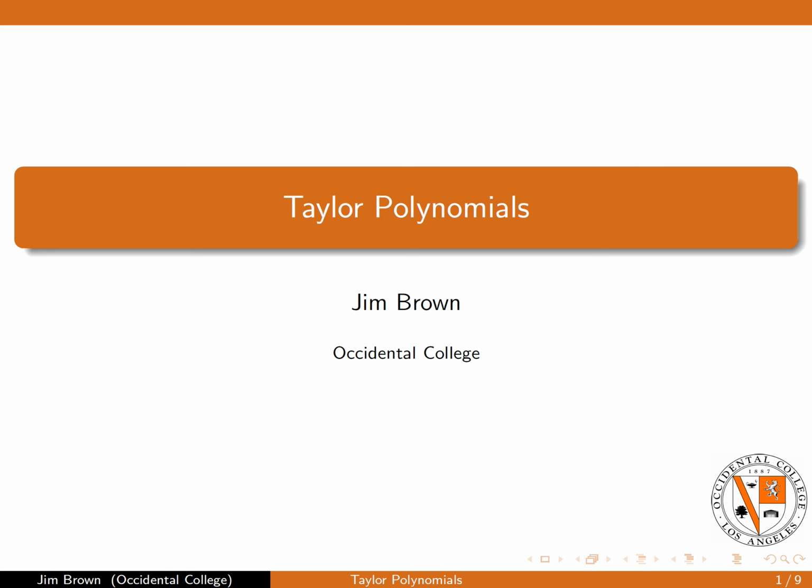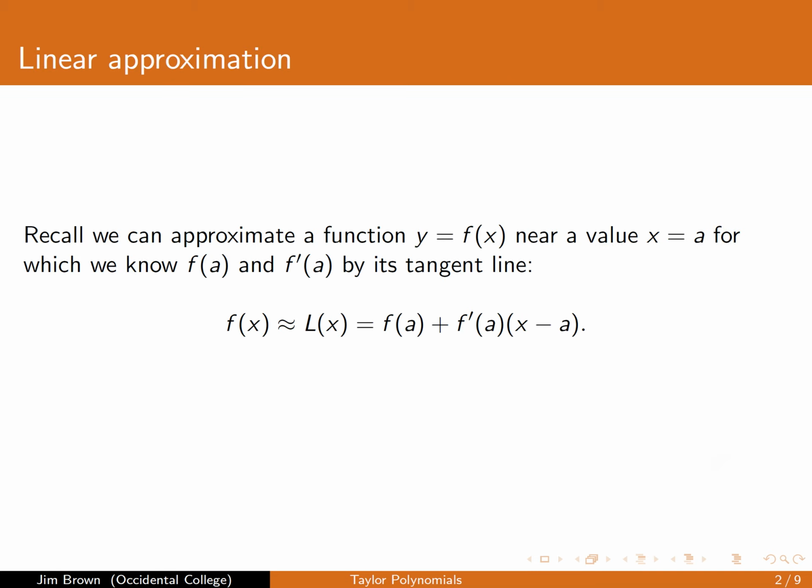with higher degree polynomials. So to quickly review linear approximation, we can approximate a function y equals f of x near the value x equals a by its tangent line approximation, assuming we can evaluate f of a and f prime of a. So in this case, we write L of x. We wrote L of x for the tangent line approximation before. So it's natural to ask, well, what if we used a higher degree polynomial? There's no reason we should necessarily have to stop at a line for approximations.